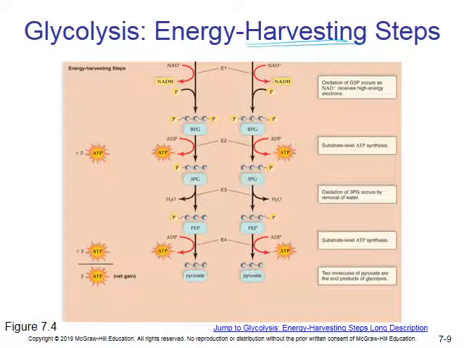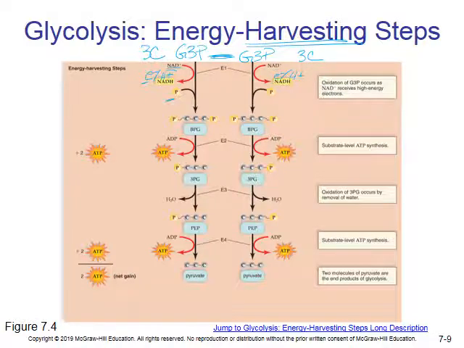Now we move to the energy harvesting steps. Remember, we had G3P here, and it's a 3-carbon structure. NAD coenzyme is going to come in. Remember, it's going to strip off electrons and hydrogens. So we're kind of modifying this 3-carbon molecule. We're stripping off electrons and hydrogens.